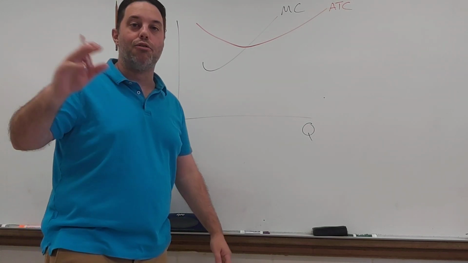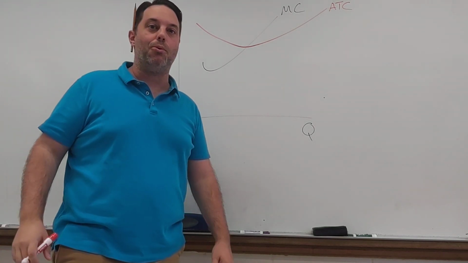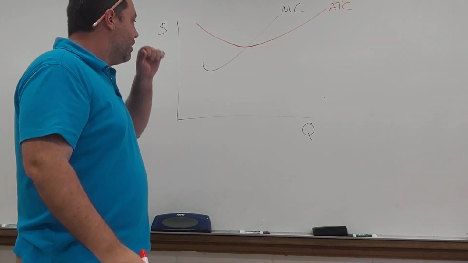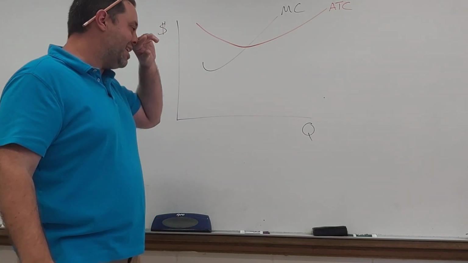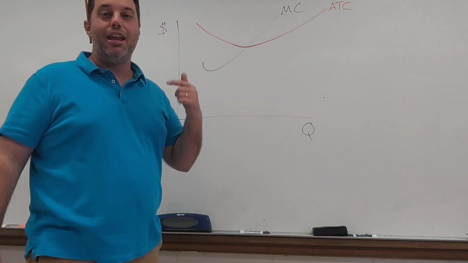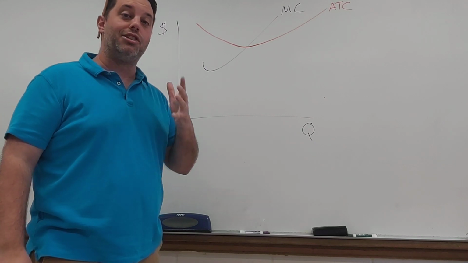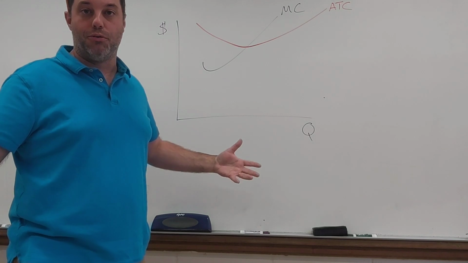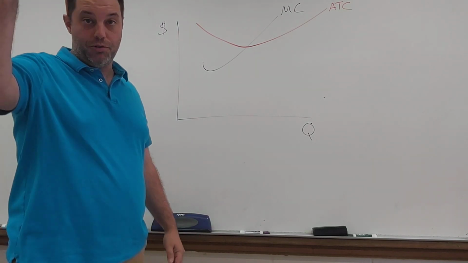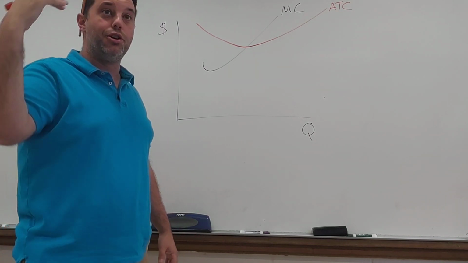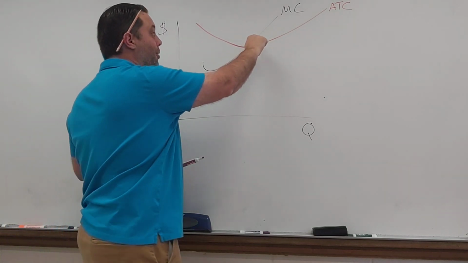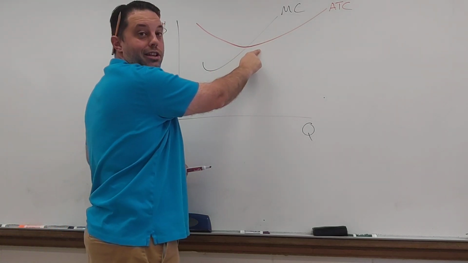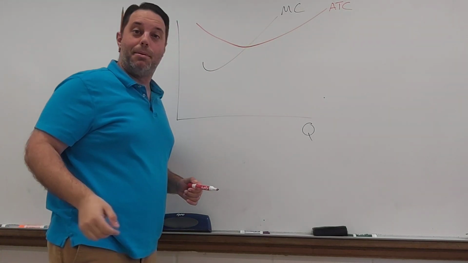So let's say your overall GPA, your cum, is a 3.5 unweighted, all right? If your current semester GPA is let's say a 3.8, what's going to happen to your overall cum? It's going to go up. If your semester GPA is higher than your cum, your cum goes up. If your MC is higher than your ATC, the ATC goes up.